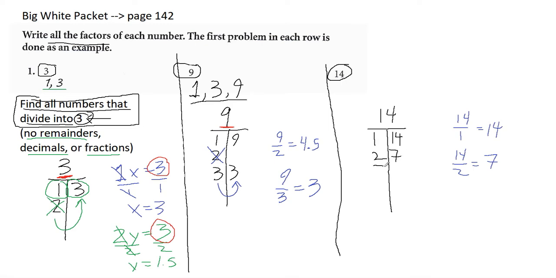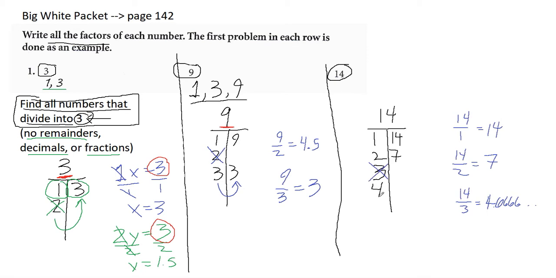1, 2, next comes 3. And I'm thinking to myself, 3 times what gives me 14? Or as a shortcut, I can just do 14 divided by 3. This one gives me a decimal, though. That gives me 4.6 repeating, or 4 2/3. But I say, you know what? Fractions, decimals, remainders, not allowed. So 3 is not a factor.